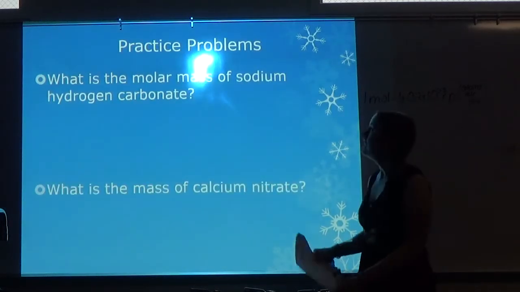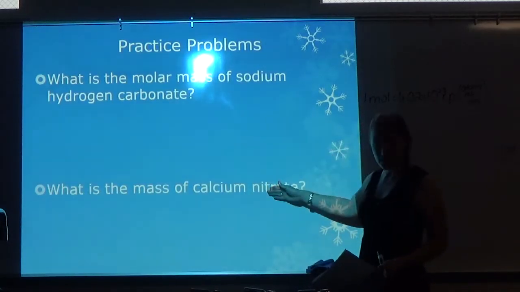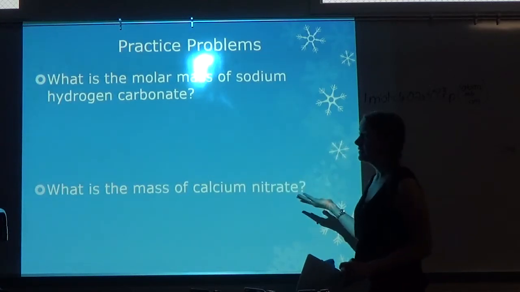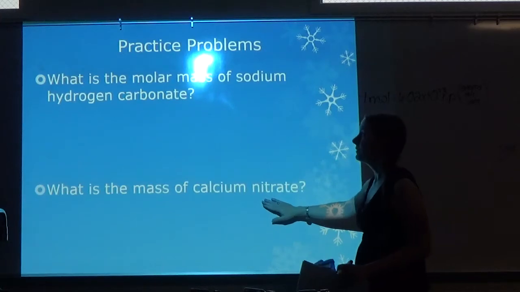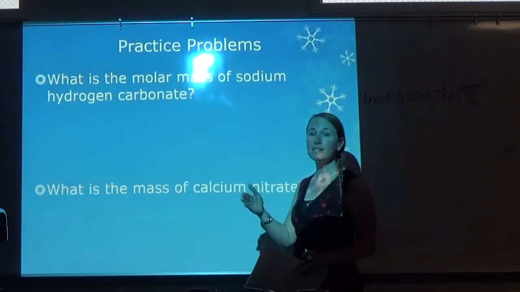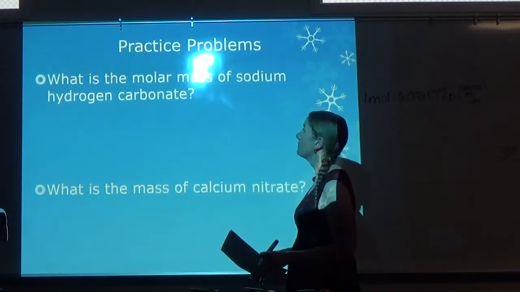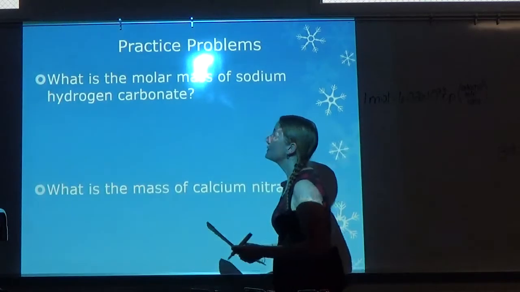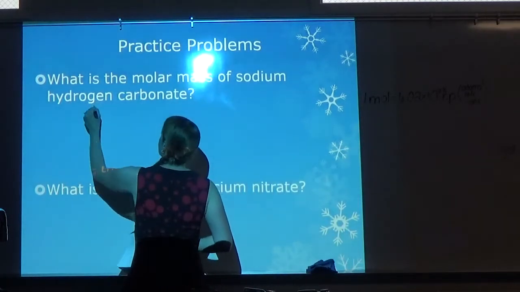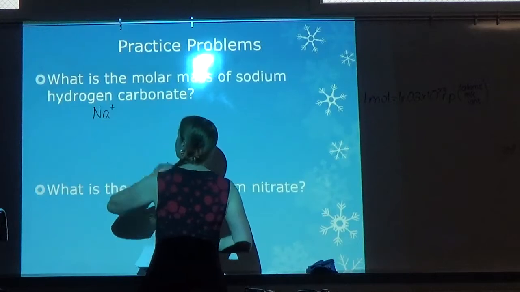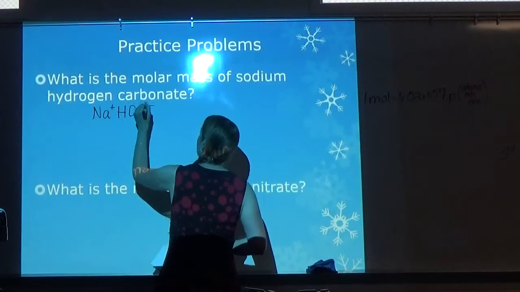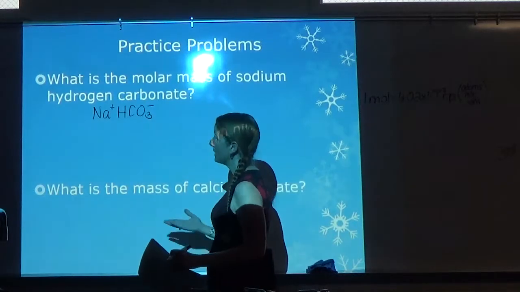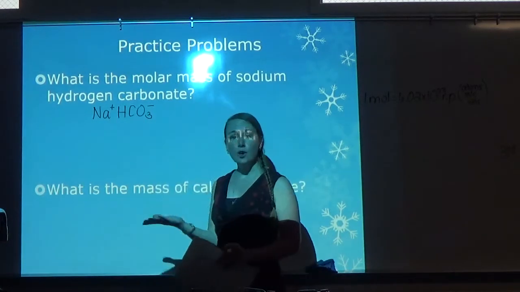All right, so see, this is what you would see, like on a test or quiz in here, is the name of the substance. All right, so let's look at the first one together, and then I'll let you try the second one. So the important thing is you have to get the formula right to get the molar mass right. So it says, what is the molar mass of sodium hydrogen carbonate? Well, sodium is Na, and it's positive 1. Hydrogen carbonate is one of your polyatomic ions. It's HCO3 negative 1. So if you look, my charges are already balanced.